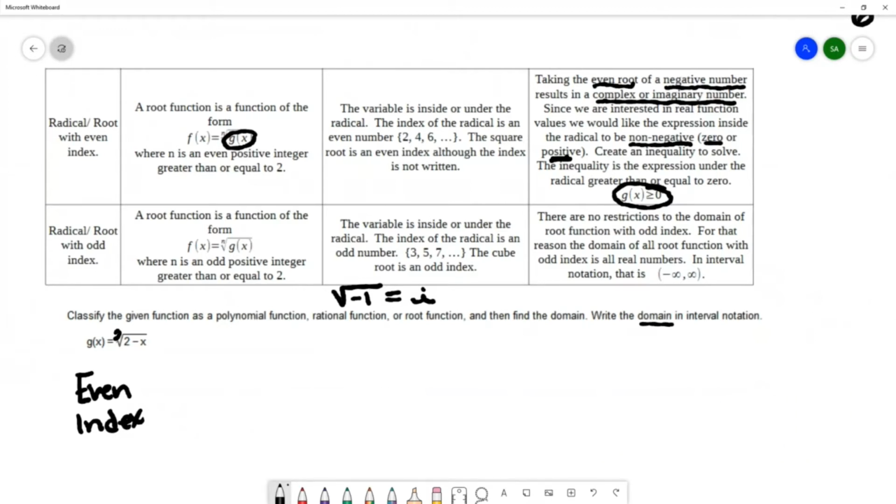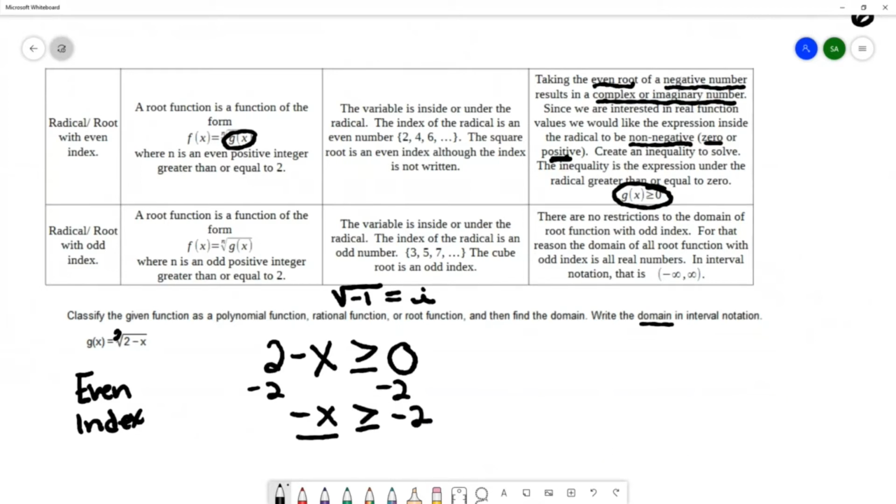So to find the domain, we're going to take our expression that's underneath the radical, and we're going to set it greater than or equal to 0. We're going to solve. We're going to subtract 2. We've got negative x is greater than or equal to -2. Divide by -1. And we have x. Because we divided by a negative, we're going to reverse that inequality symbol. We have x is less than or equal to 2.